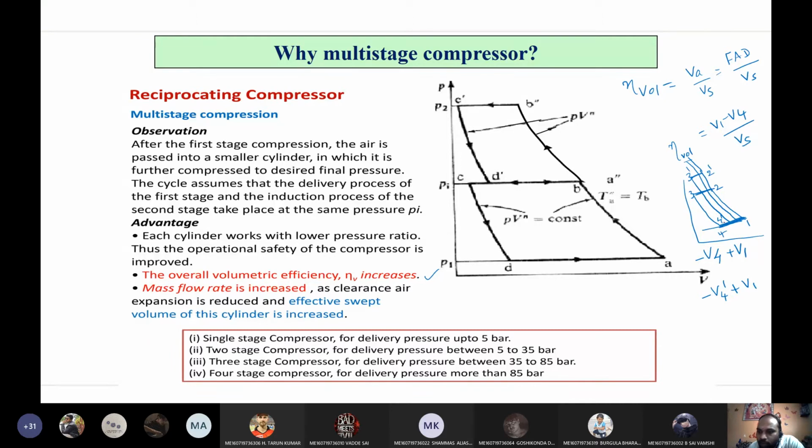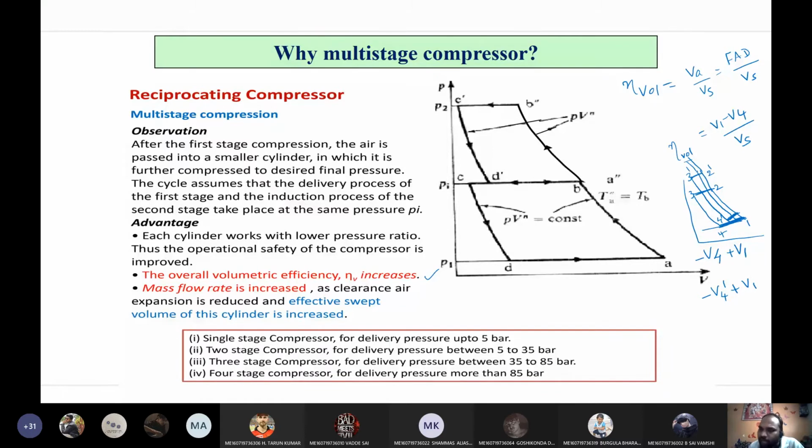Which volume is more? This is V1 minus V4 and this is V1 minus V4 dash. The length is more, the volume is more. This is horizontal, indicates the stroke length. Here this is the more stroke length for this one. Here the stroke length is reduced. When stroke length of the piston is reduced, automatically the volume handling capacity is also decreased.